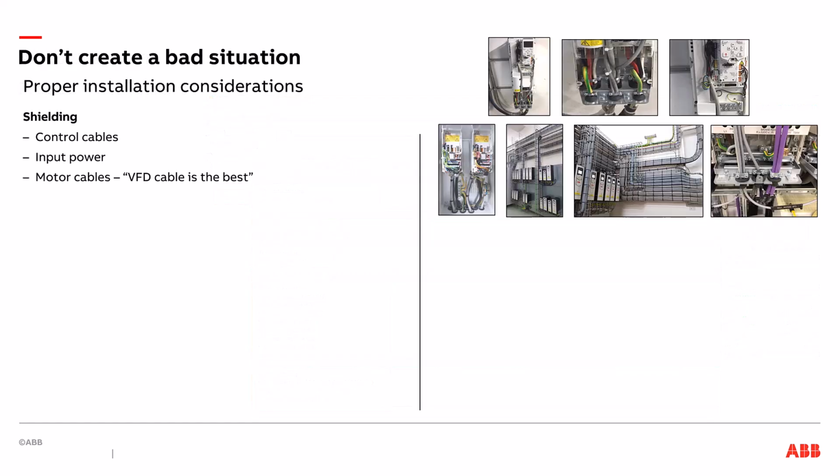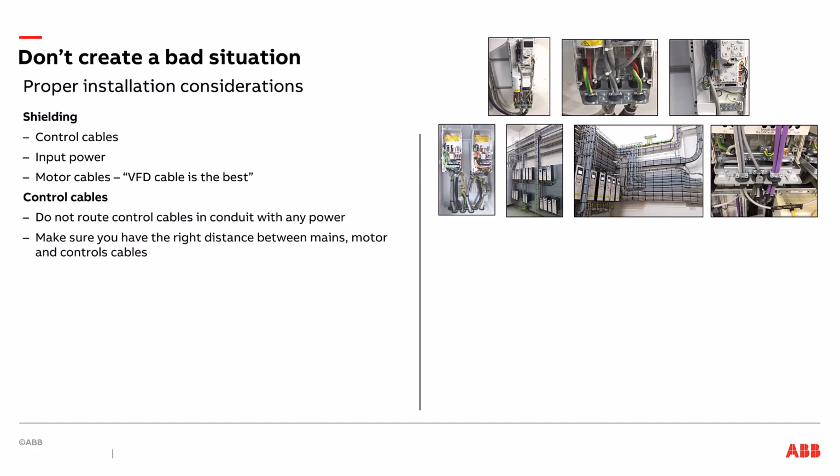Proper installation of a variable frequency drive and motor are critical to have it successfully support an application and have optimal performance. There are many shortcuts that have been taken in the past that a drive and motor can still function in, but this will shorten their lifetime and lead to inconsistent performance and more downtime. Shielding should be part of the control, input, and motor cables. You should never route control cables in conduit with any power. Make sure you have the right distance between your mains, motor, and control cables.